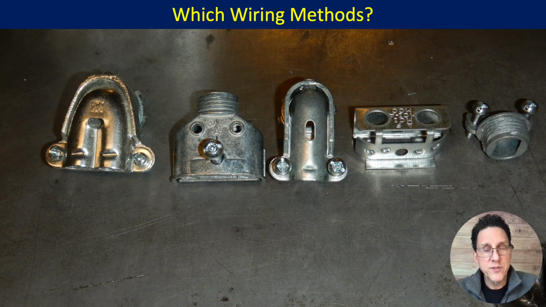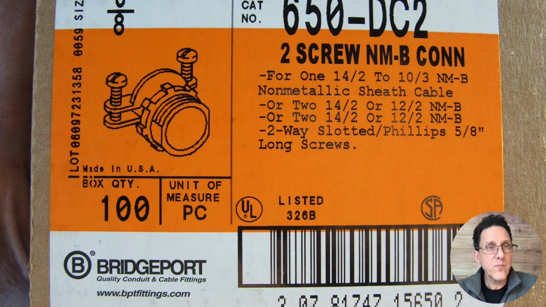For example, we'll take a look at one of them. All right, here's the shipping carton for one of those connectors, and it is a listed connector. So what is it rated for? What is it identified for? What is it listed for?